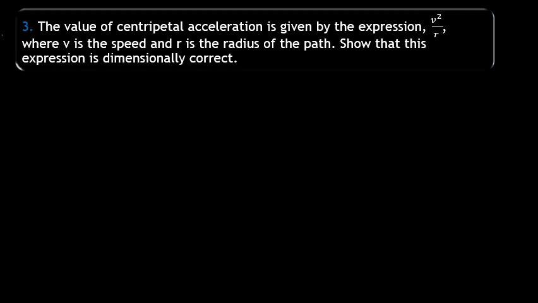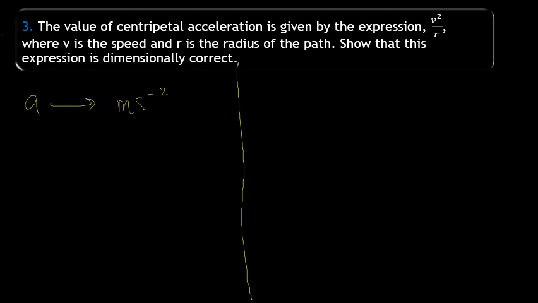3. The value of centripetal acceleration is given by the expression this, where V is the speed and R is the radius of the path. Show that this expression is dimensionally correct. Okay, so what do we know about the unit or the dimension of acceleration? We know that acceleration has meters per second squared as its base unit.